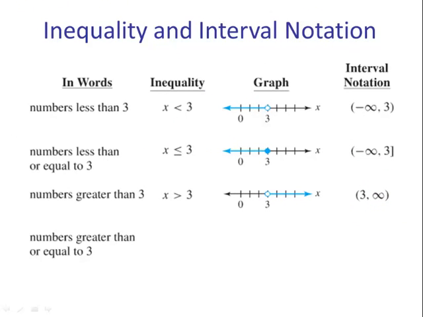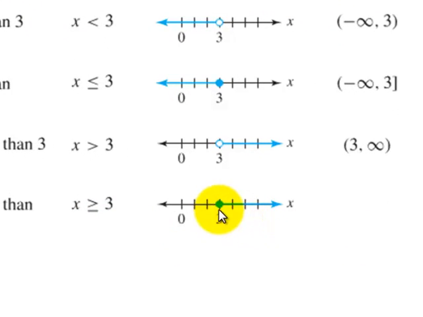Numbers greater than or equal to 3 would look like this as an inequality. The graph now includes 3, so we put a solid circle on 3. And then the interval notation would be bracket 3, comma, infinity.